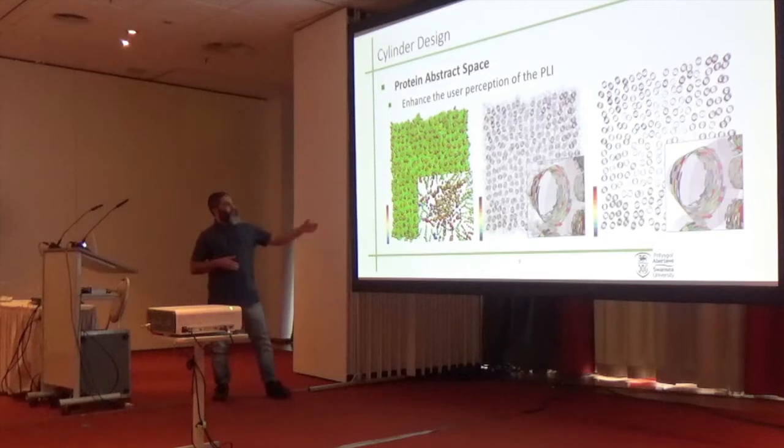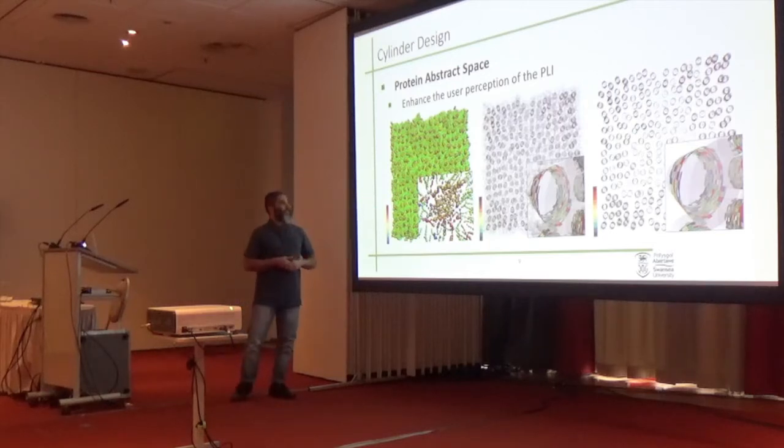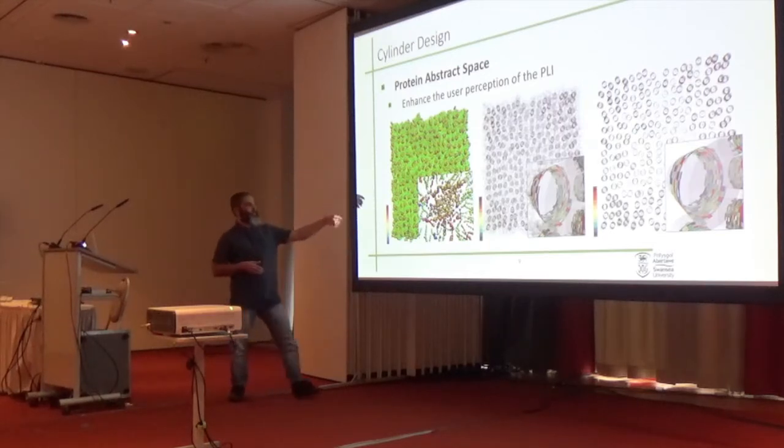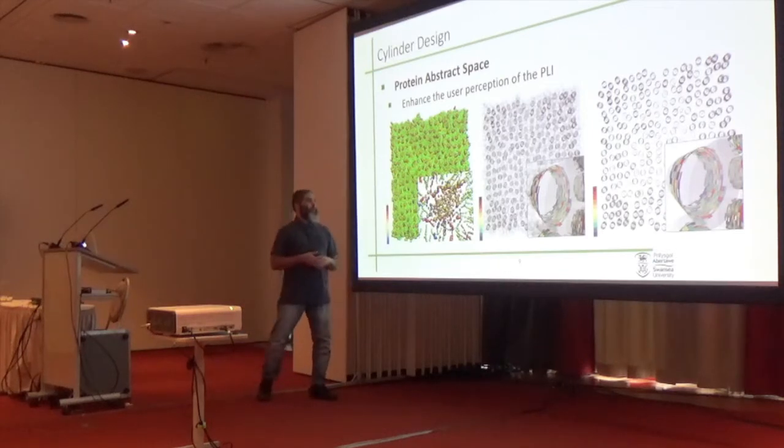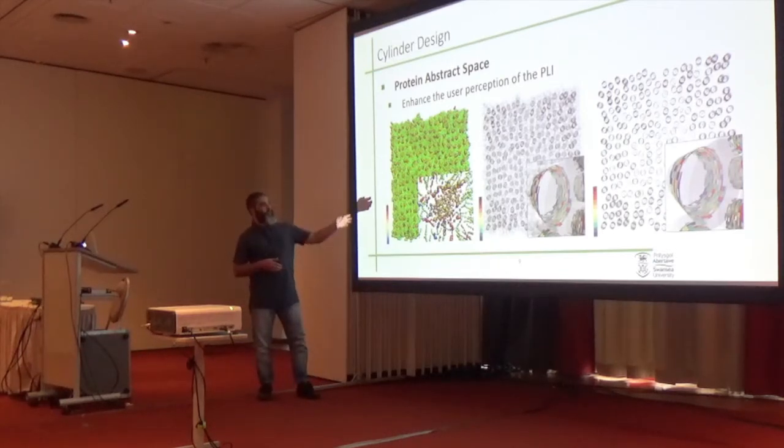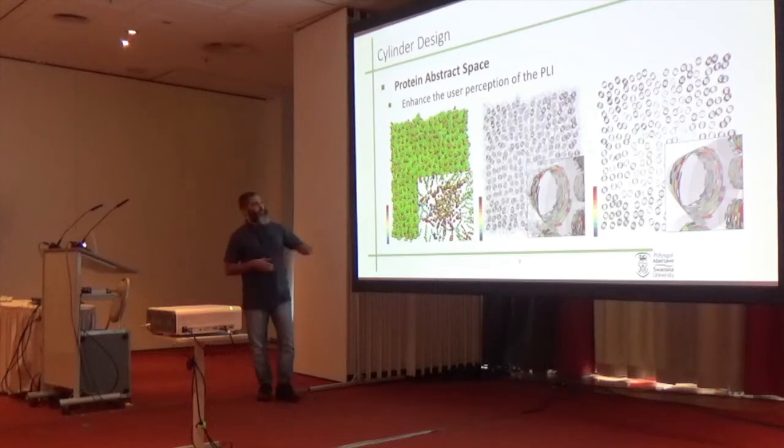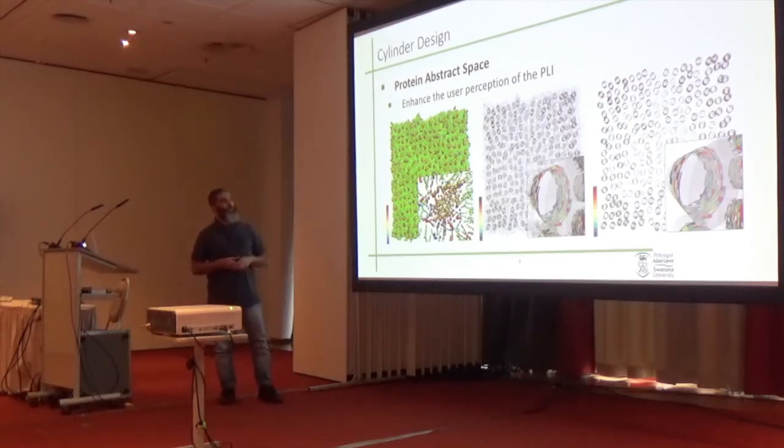This way we also enhance the visualization. In this image, you see the previous approach, which represents each protein by spheres and tries to encode the interaction by color. In the second image, you can see how the abstract space, the cylinder, enhances the visualization.